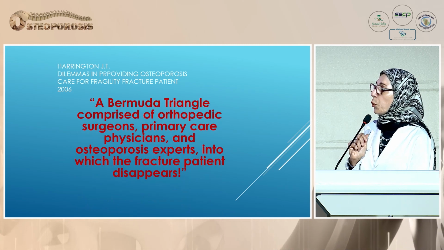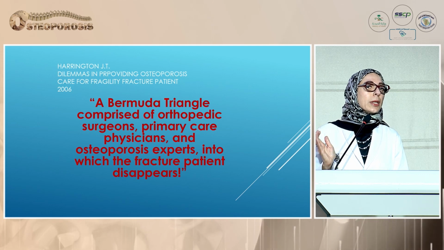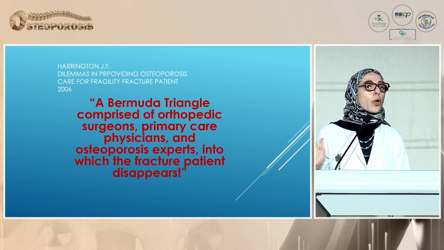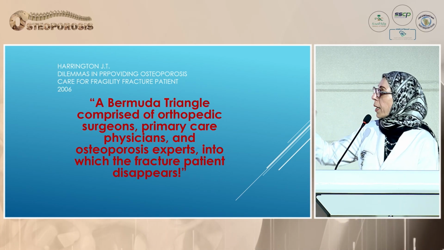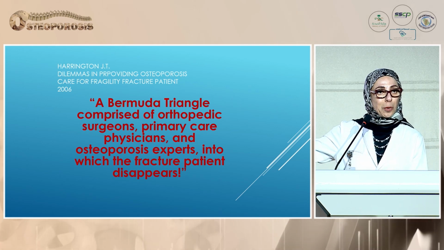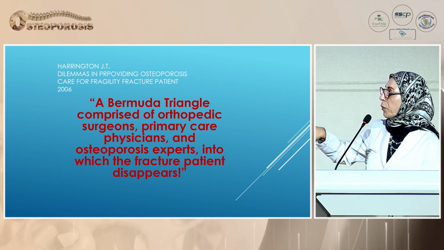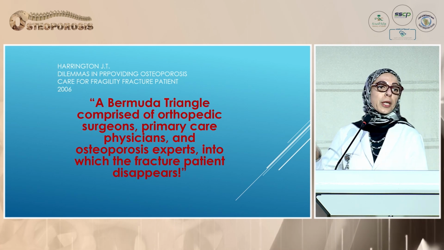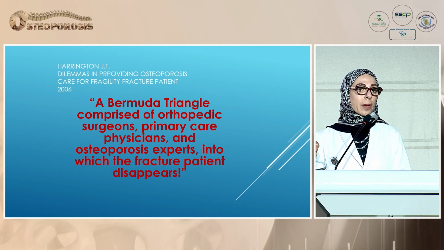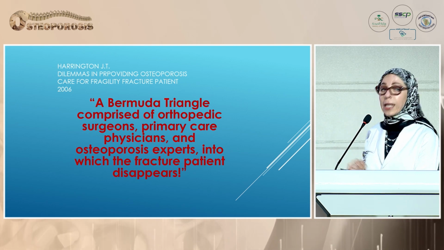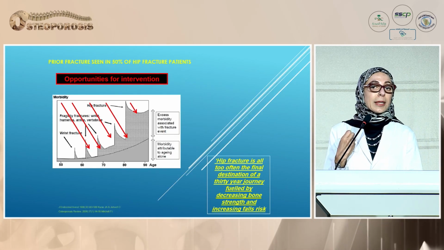Now, as I mentioned to you, we had data, we had publications at least for 15, 20 years before that position statement talking about the same concept. So for example, the famous Harrington, a rheumatologist from the United States of America in 2006, used this beautiful metaphor. He said there is a Bermuda Triangle comprised of the orthopedic surgeons, the primary care physician, and the osteoporosis expert into which the fracture patient disappears. We lose patients because we do not talk among each other. So the patient gets lost in the journey. And that's what this model is trying to capture. We want to know where the patients are so we can deal with them early on.